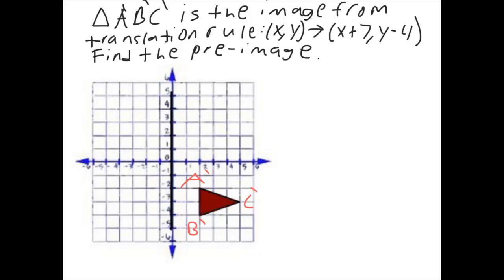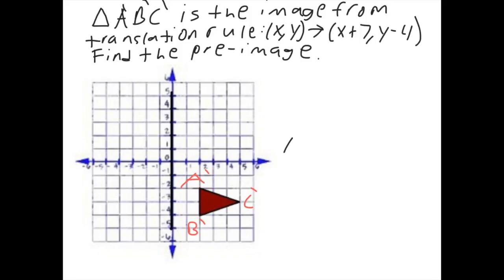In this final example, we have triangle A prime, B prime, C prime is the image from translation rule x, y into x plus 7, y minus 4, and it wants you to find the pre-image. What that means is what we are given now is the image. We're given it after it's been translated, and it wants us to find the original image, the pre-image. What did it look like beforehand, before the transformation?